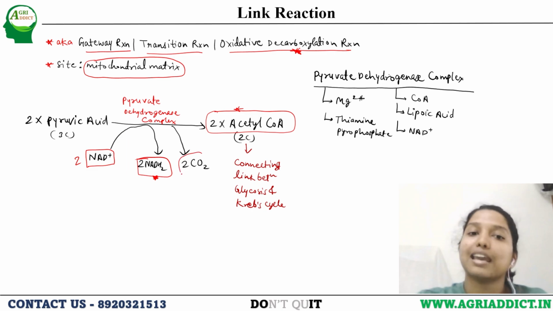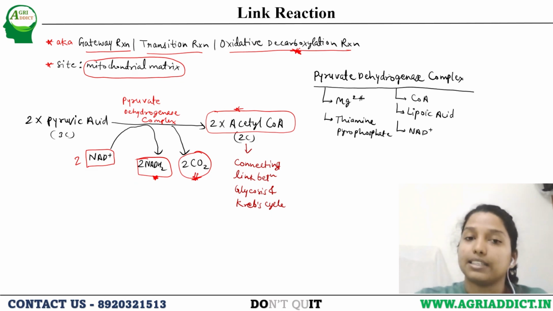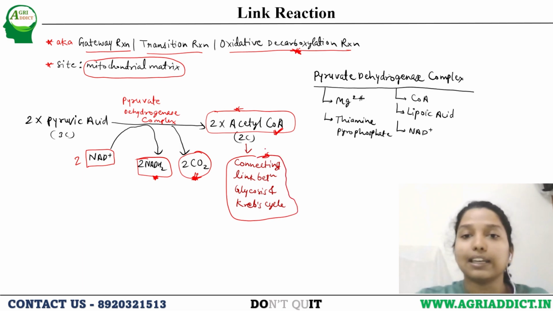And here the first time CO2 is getting released. In glycolysis, we haven't seen carbon dioxide removal. Here we are seeing the carbon dioxide removal. So the first time the carbon dioxide is getting released is here in link reaction. This acetyl coenzyme A is the connecting link between glycolysis and Krebs cycle. How it is a connecting link, we'll see in the next slide.